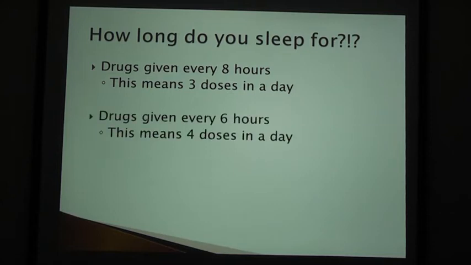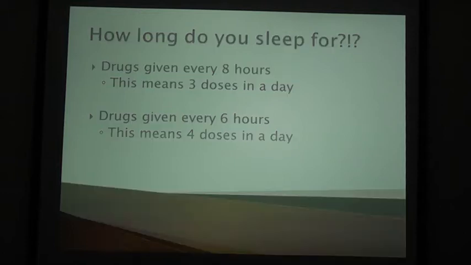Drugs that are given every 6 hours means that they're going to be 4 doses in a day, because 6 times 4 is 24. So there are 24 hours in a day. If it's given every 8 hours, we're going to manage to fit in 3. And if they're every 6 hours, we're going to fit in 4. So this is the basic background, the grounding, if you like, that you need to know to do the calculations. Now let's look at the calculations.